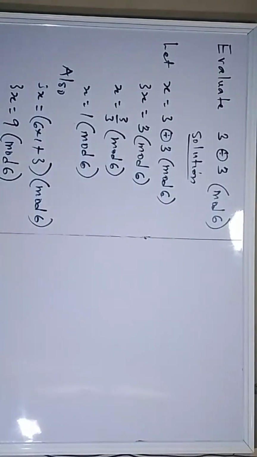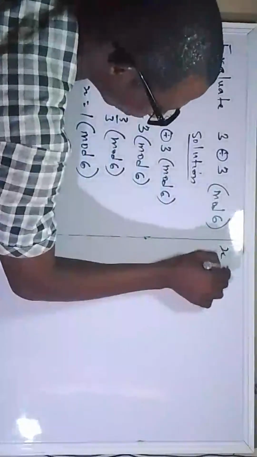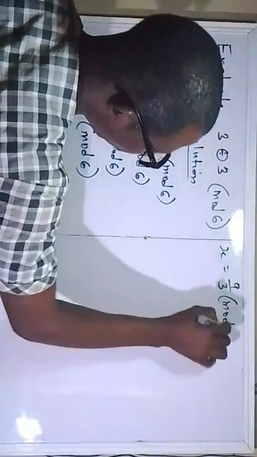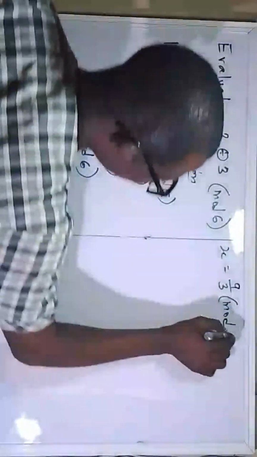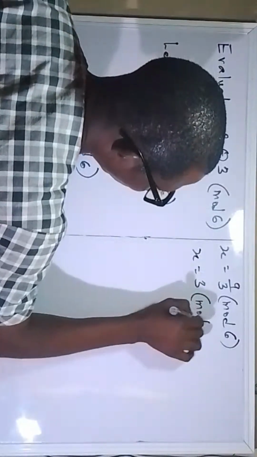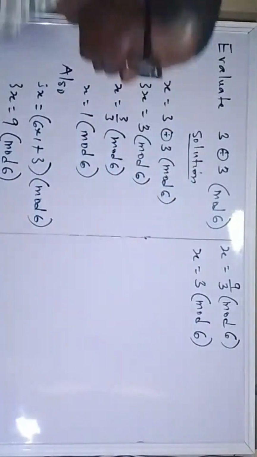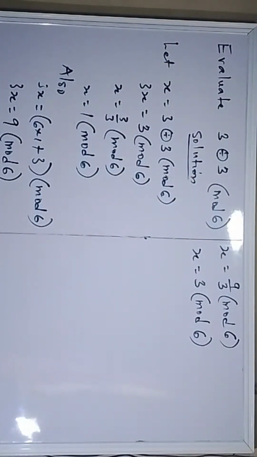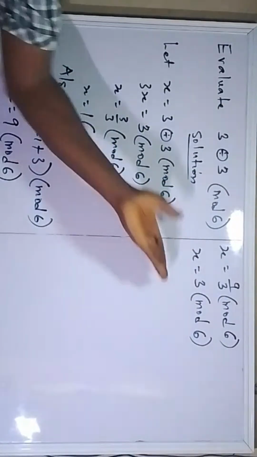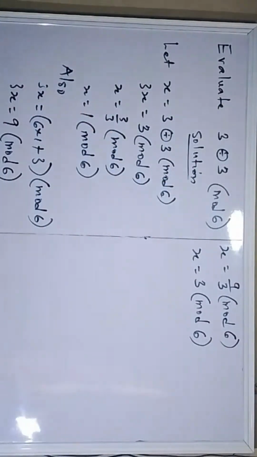So you divide both sides by the coefficient of x, that's 3. So we have x equals 9 over 3 mod 6, so x equals 3 mod 6. Now, can you see that? We have another answer different from 1. So that's another solution. So we can also check if we have another solution.